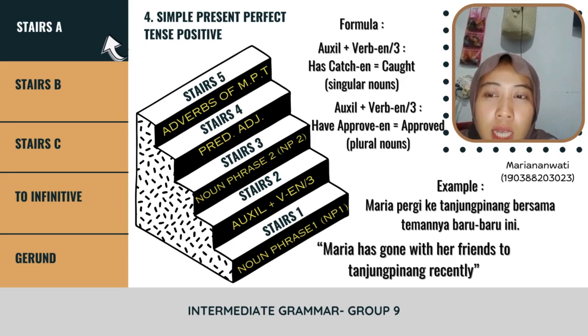Maria is noun plus 1. Pergi is the auxiliary plus verb en. Ke Tanjung Pinang is a adverb of place. Bersama temannya noun plus 2, and baru-baru ini is adverb of manner. So, simple present perfect tense positive have a one sentence as Maria has gone with her friends to Tanjung Pinang recently.